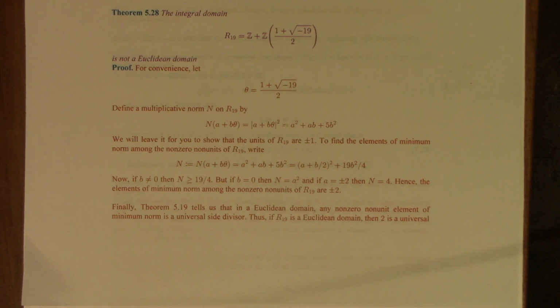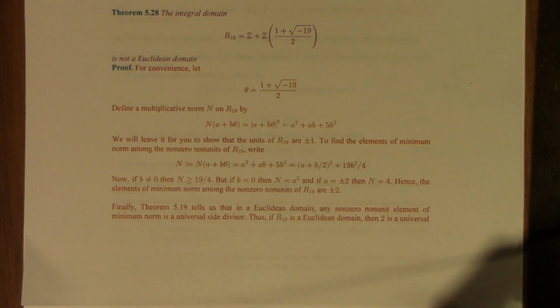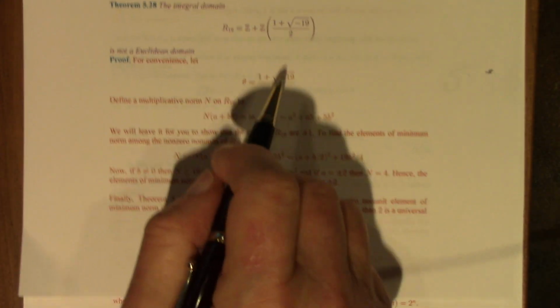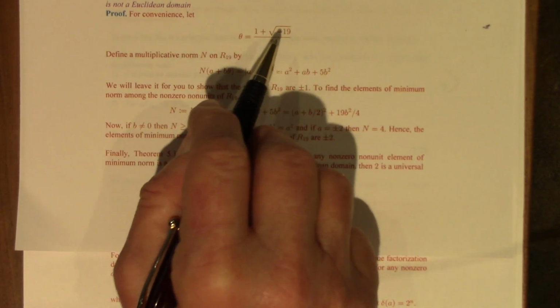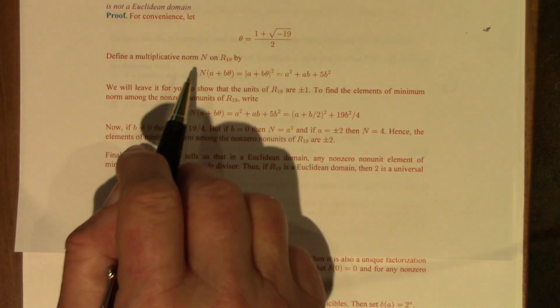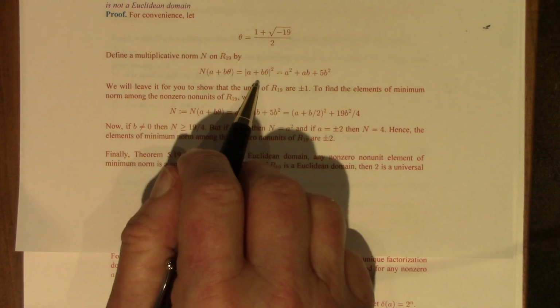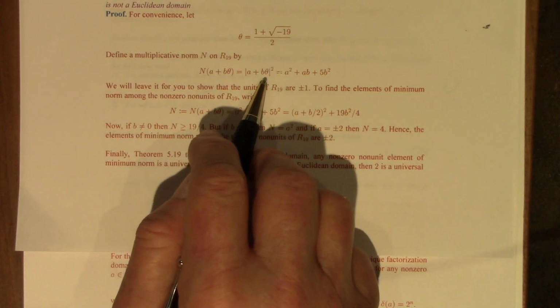Theorem 5.19 tells us that in a Euclidean domain, any non-zero, non-unit with minimum norm among the non-zero non-units is a universal side divisor. So our goal is to search for those elements and show they are in fact not universal side divisors. So let's let theta denote this complex number here, and define the norm in the usual way. It's the square of the complex norm.